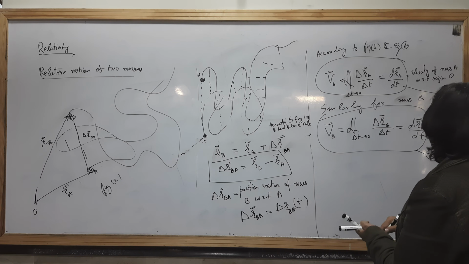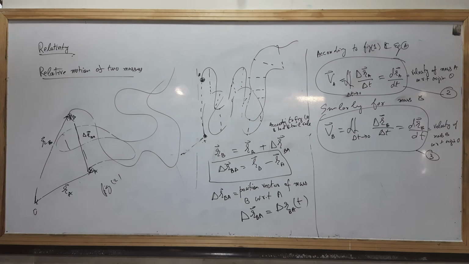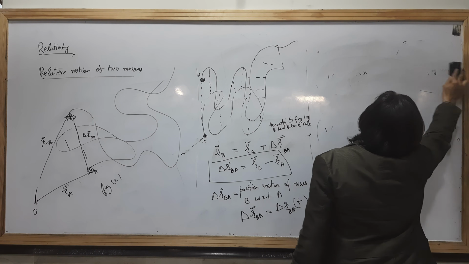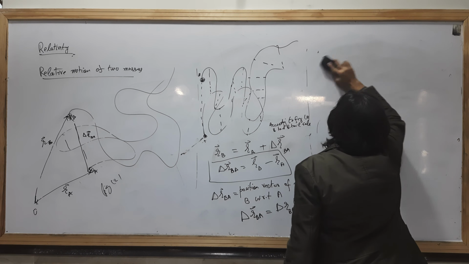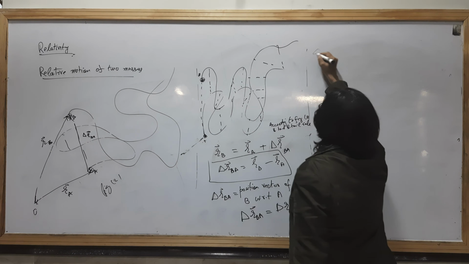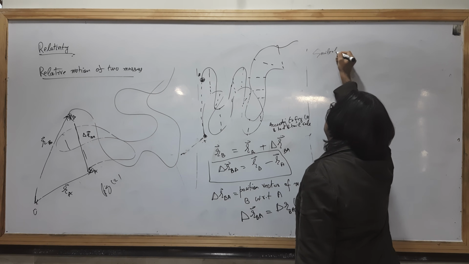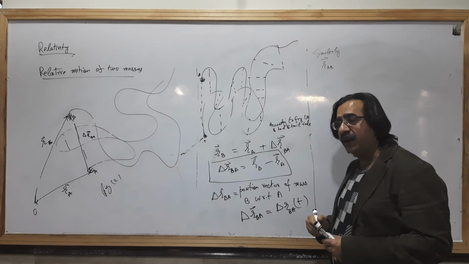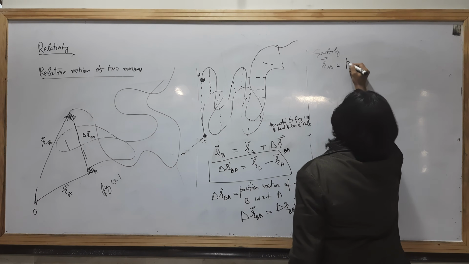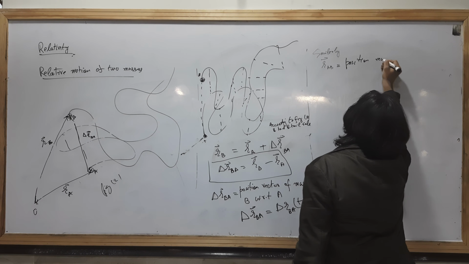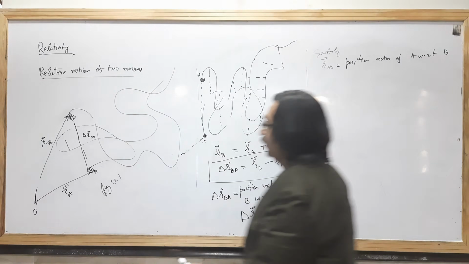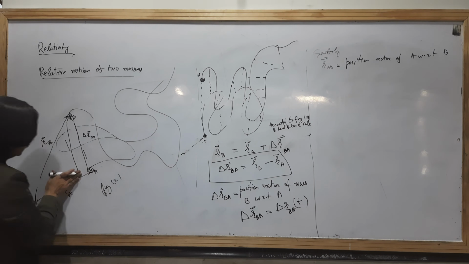Similarly, what will be R_AB? It is the position vector of A with respect to B.